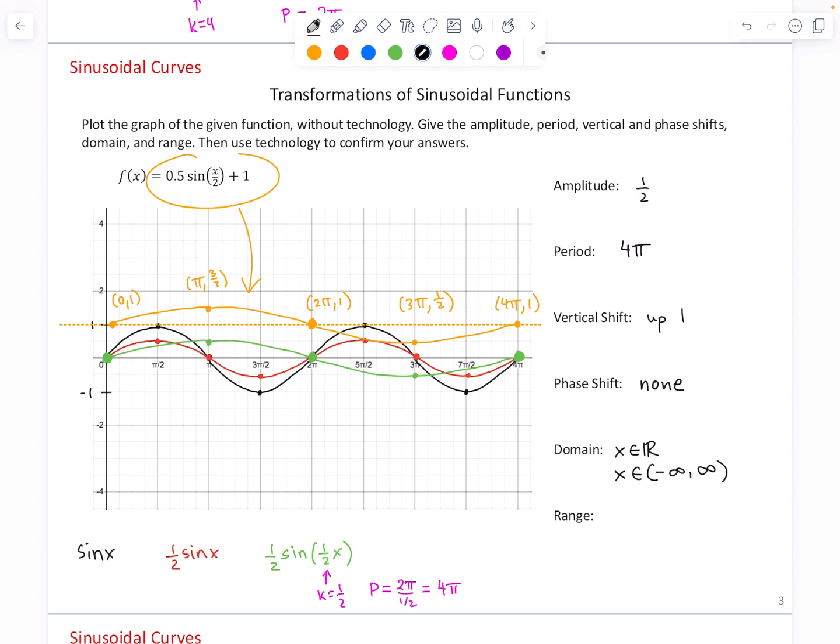So either of these expressions is acceptable for domain. And then the range. The lowest y-coordinate of the orange graph is 1/2, and the highest y-coordinate is 3/2. So our range is 1/2 to 3/2 with brackets to suggest both 1/2 and 3/2 are included in the range. Or you can write it this way.